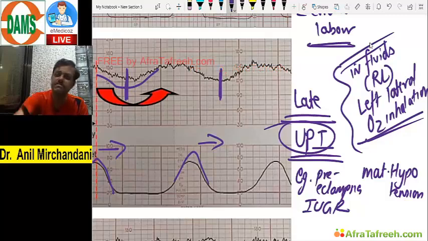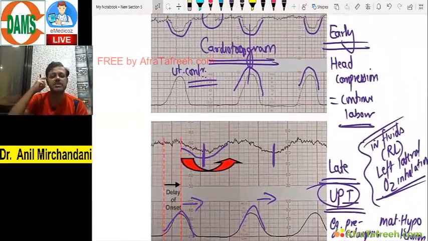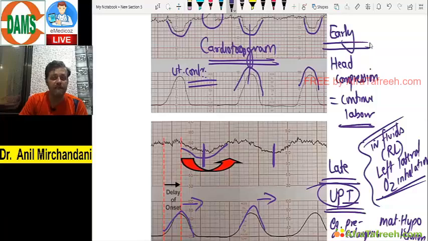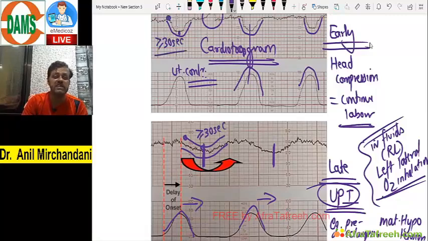Now, have you realized that in early as well as in late deceleration, the graph went down gradually and came up gradually? The starting point and the lowermost point were more than or equal to 30 seconds away from each other. So these are gradual decelerations.